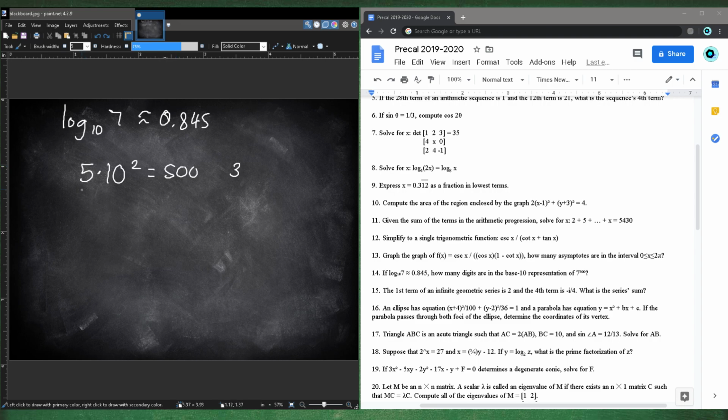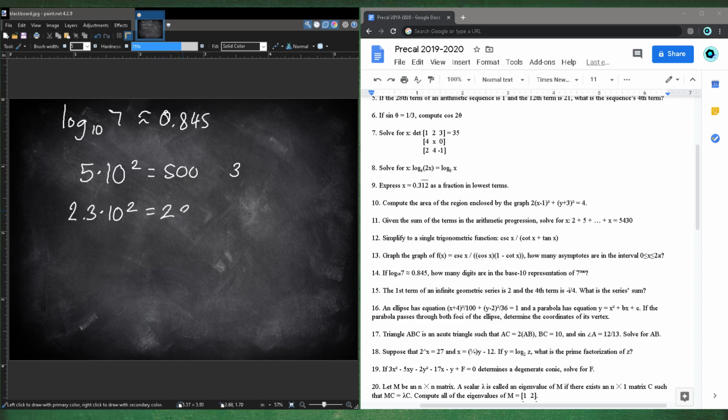Let's do that again. Let's say we have 2.3 times 10 to the power 2. That is just 230. How many digits are there? 1, 2, 3. Again 2 to 3. So even if we change this, it doesn't matter, right? We're writing in scientific notation.